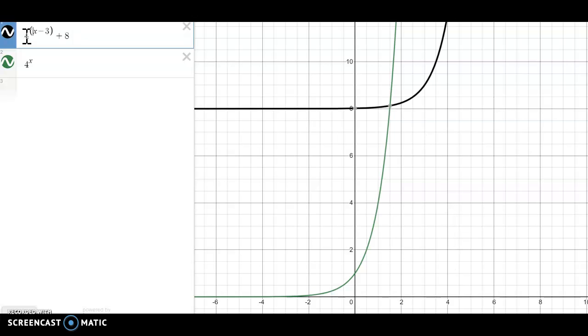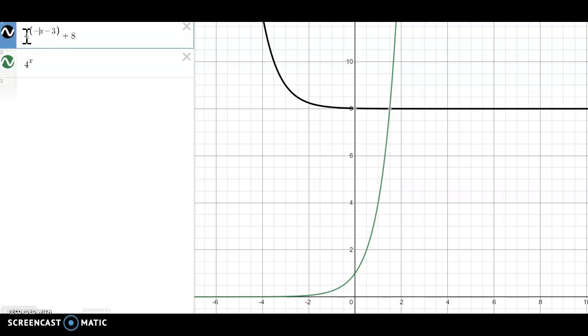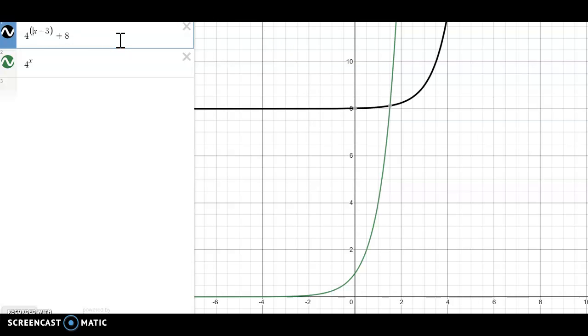Now if I had a negative in front of the x, nothing changes here. You still have a domain of negative infinity to infinity, and your range is also the same. It still starts at 8 and then it goes up to positive infinity for your range. Just be careful with the negatives right in front.